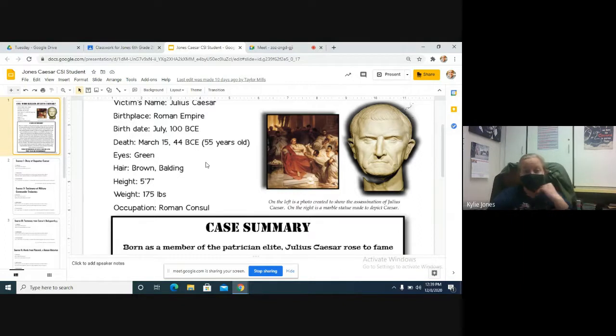So, on the left is a photo that was created to show the assassination of Julius Caesar. On the right is a marble statue made to depict Caesar. So on the left is kind of a picture of what might have happened for how he was killed. And on the right is just a statue of his face.